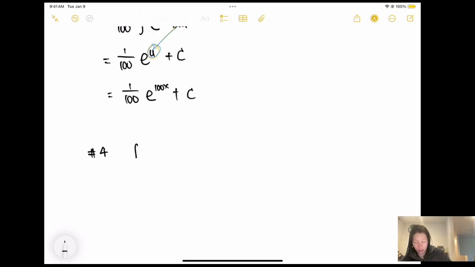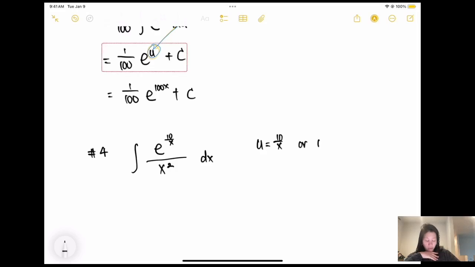Number 4, I have e to the 10 over x squared dx. Now when we look at that, it looks like there are a lot of functions. We have e to some function power, and then we have x squared. So should we let u equal 10 over x, or should we let u equal x squared? You can try both and see which one you can solve.